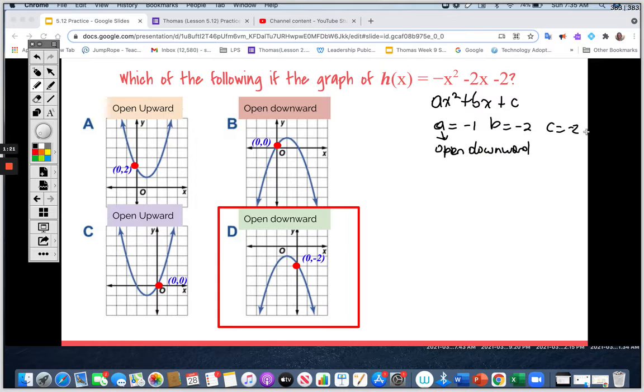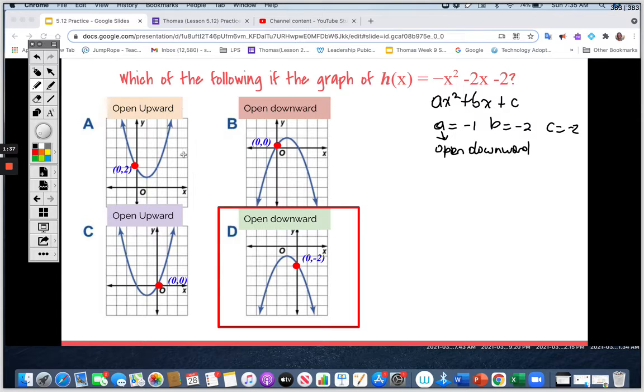And as for c, our y-intercept, it has to be crossing at negative 2. The only graph that opens downward and has a y-intercept of negative 2 is graph D. So that's how we know that D is the graph that represents that function.